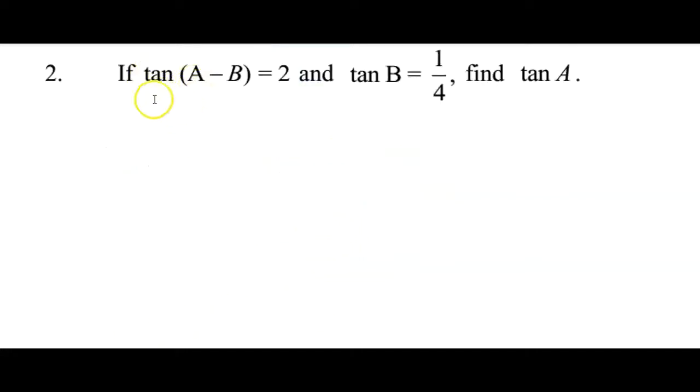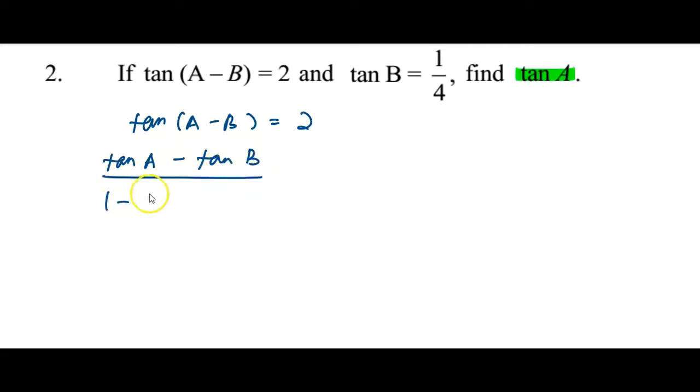The second example, if the tangent A minus B equals 2, giving you the value of tangent A minus B, and given you also the tangent B equals 1 over 4, we need to find tangent A. Okay, so just form one equation based on the tangent A minus B equals 2. Now you need to expand the left hand side using the compound angle formula. You get tangent A minus tangent B over 1 plus tangent A multiplied by tangent B. And this is equal to 2.